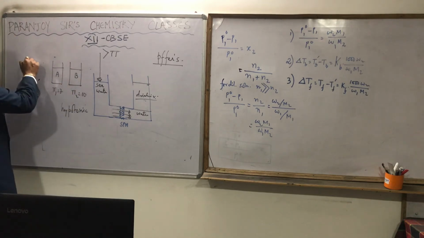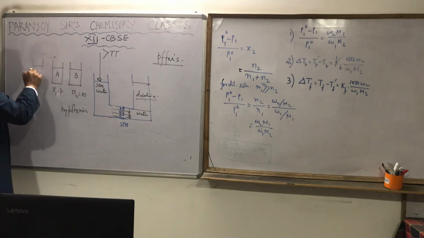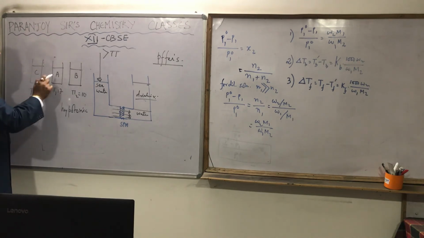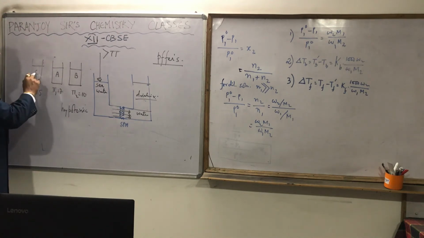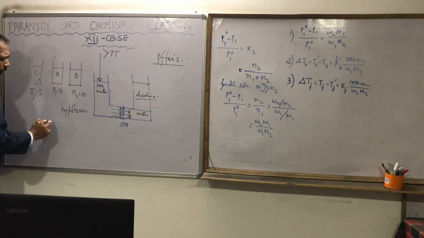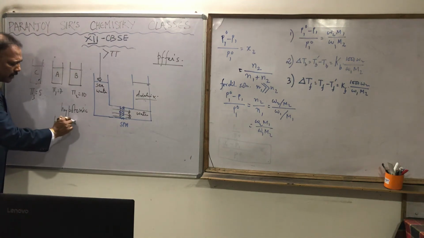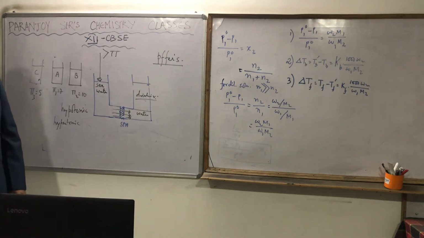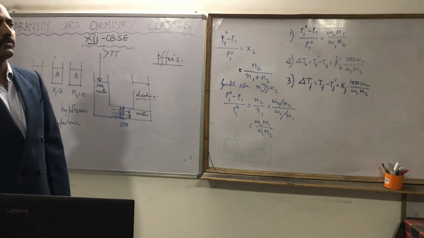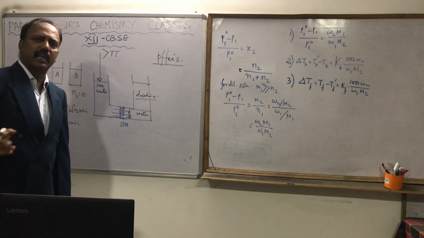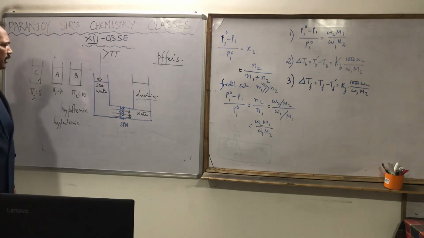But if I take another solution C, whose osmotic pressure is, suppose, pi 3 equal to 5, then in that case A is not hypotonic with comparison to C, this is called hypertonic. So what is a hypertonic solution? A hypertonic solution is the solution whose osmotic pressure is greater than that of another solution.